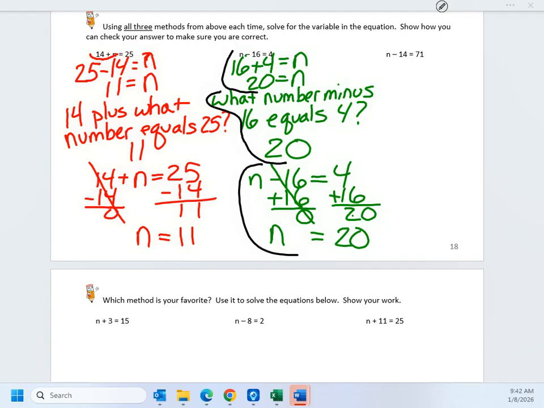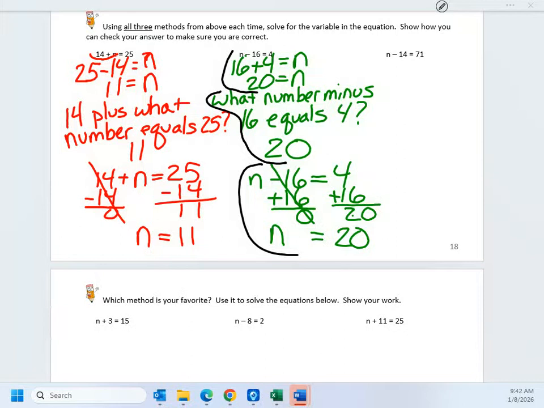So let's look at this last one. N minus 14 equals 71. Who can tell me one of those methods? Did you want to try it, Matt? You sure? I know Michael and Rhoda know how to, because they've been working other ones out. Does anybody new want to try?